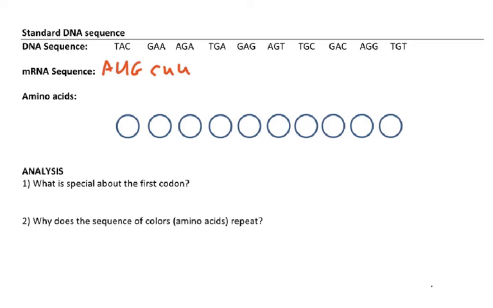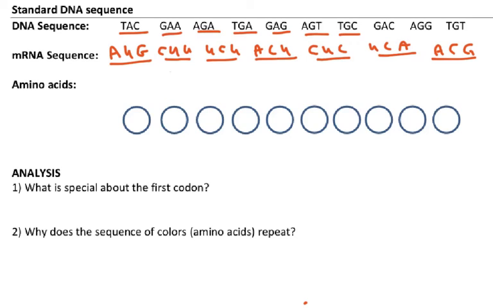AGA transcribes into UCU. TGA transcribes into ACU. GAG transcribes into CUC, and so on. You'll have to forgive my sloppy handwriting, but here I have transcribed the first 7 DNA triplets into the 7 mRNA codons. Now I have to use my codon chart to then translate the codons into amino acids.